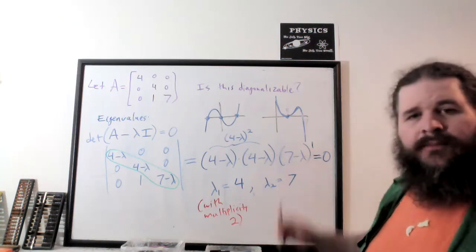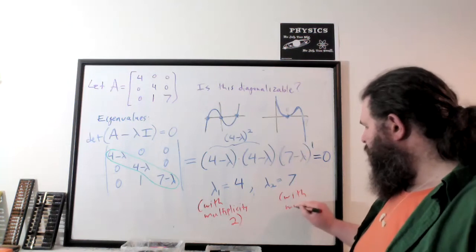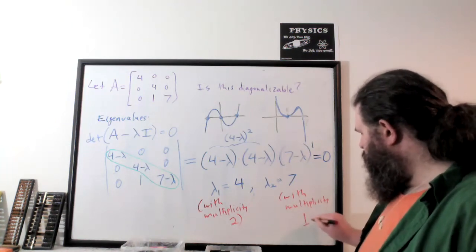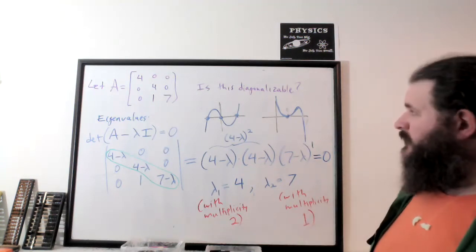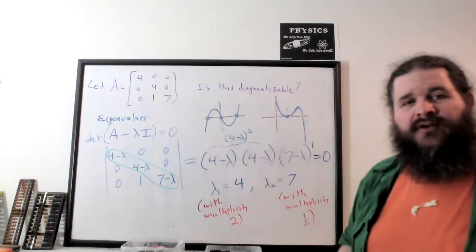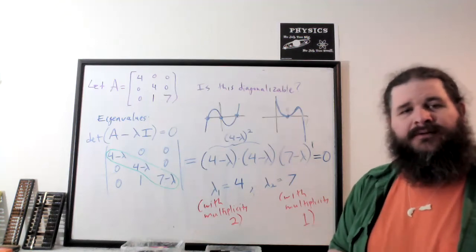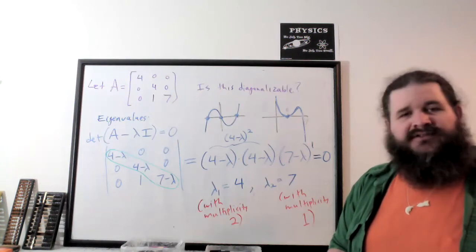Whereas 7 only shows up once in the factored form. So we would say that that has multiplicity 1. And the multiplicities should add up to the size of the matrix. 2 plus 1 is 3 because this is a 3 by 3 matrix leading to a third-degree polynomial. It's just that one of the roots happens to be repeated. So we've got all the eigenvalues. Any questions on that so far?